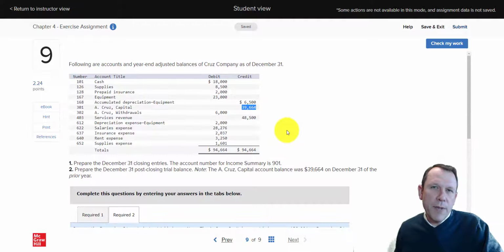So hopefully that'll help you, give you some guidance there. So take a look through it. Definitely use the hints as you go through. They're super helpful as well.